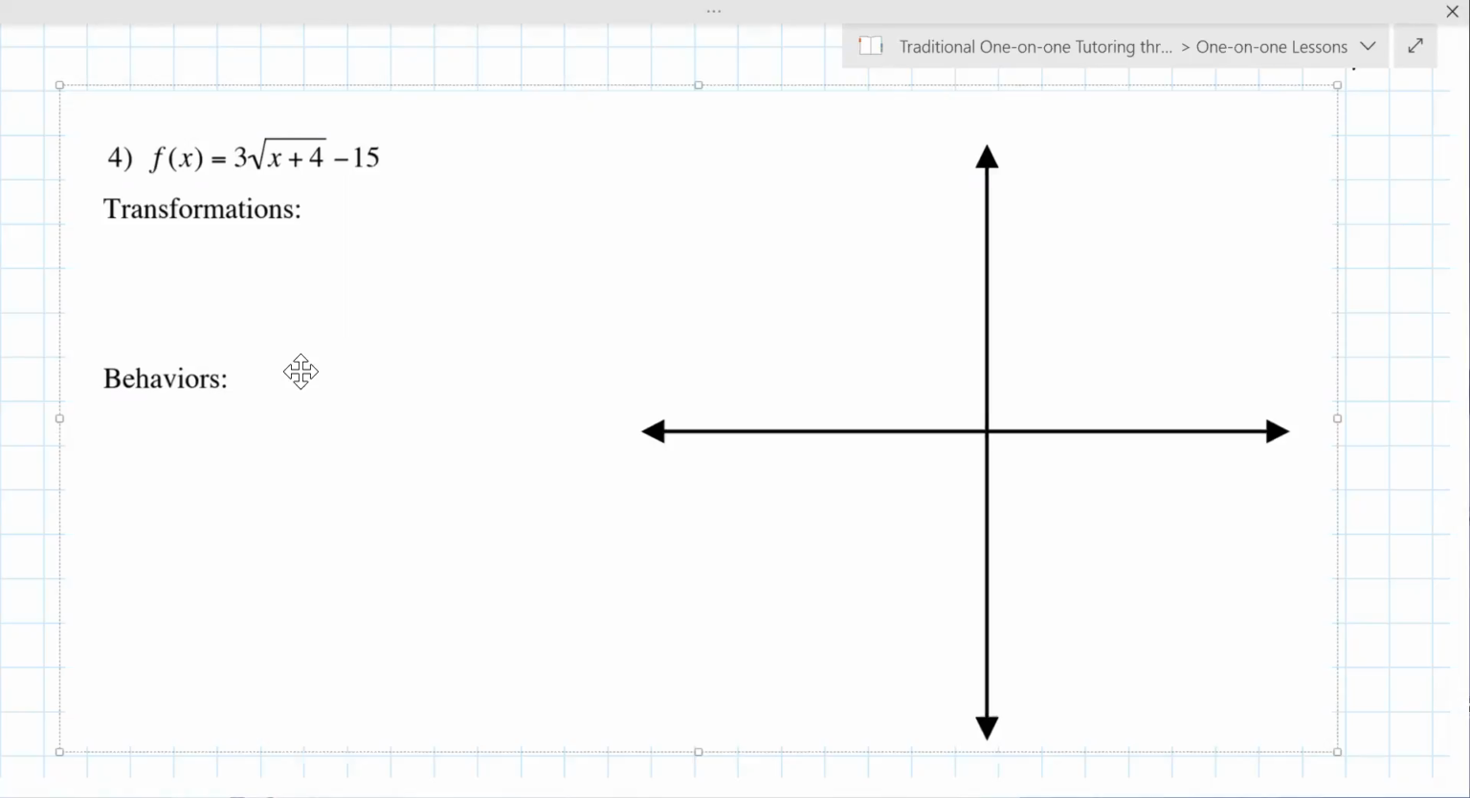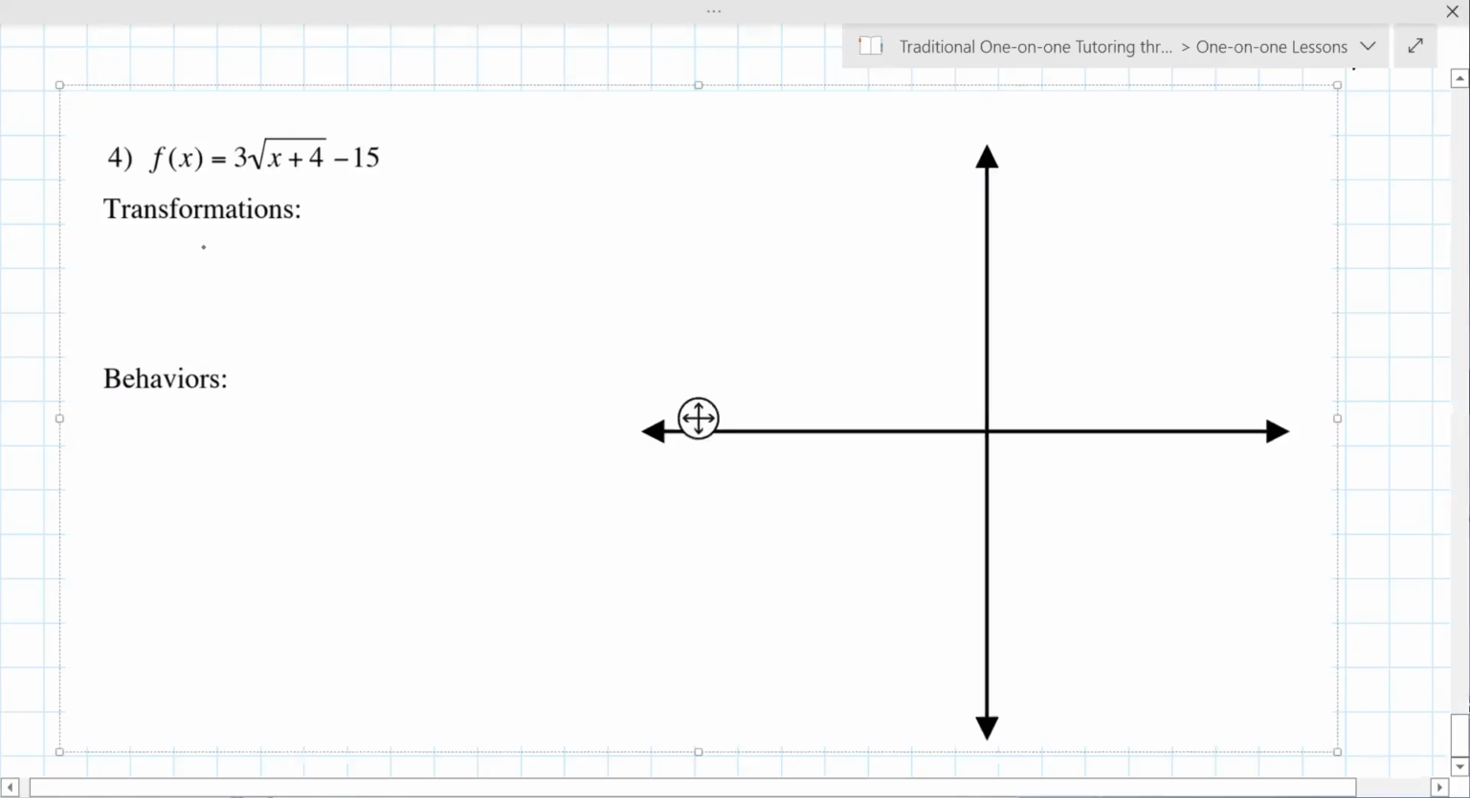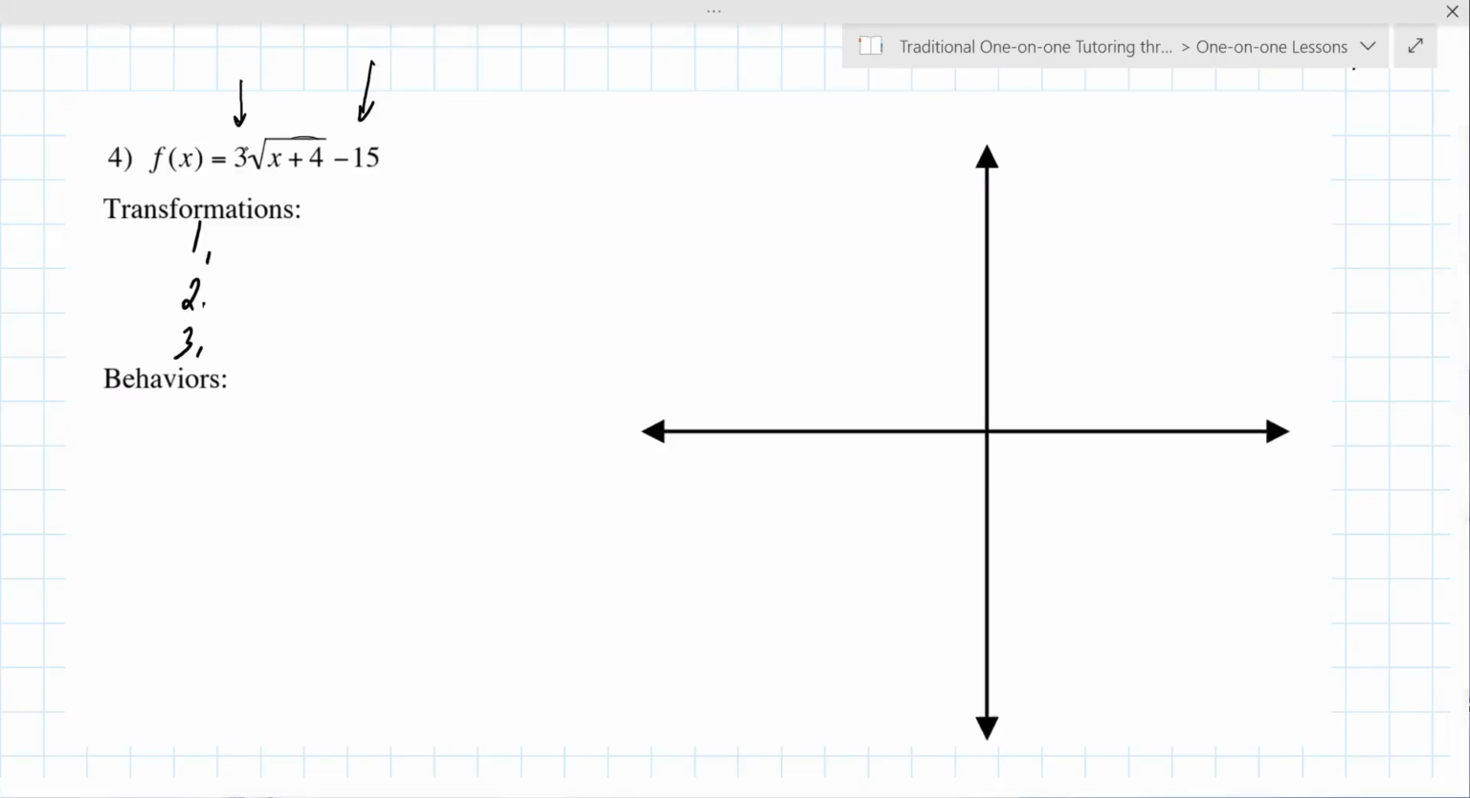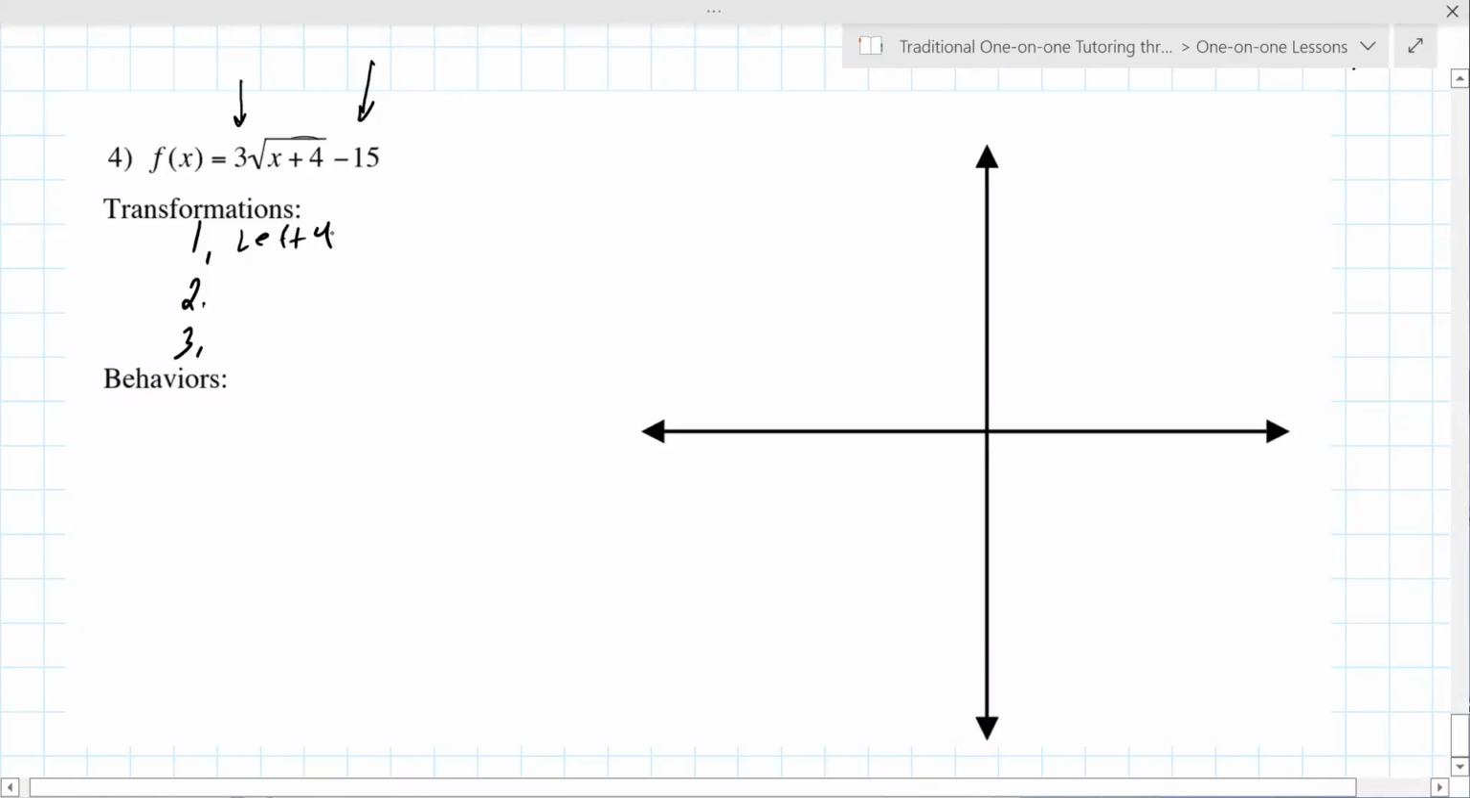All right, so there are 3 transformations in this problem. The first one is this x plus 4. The second one is this 3, and then minus 15. So can you tell me what the plus 4 does? Does it move it left or right? Left 4. Okay. We'll talk about from where, but let's keep going with this.